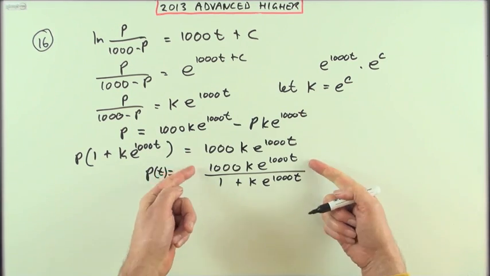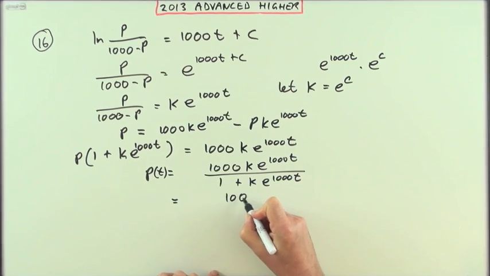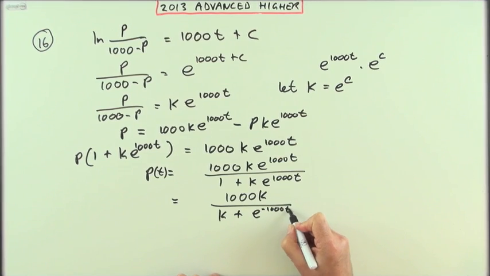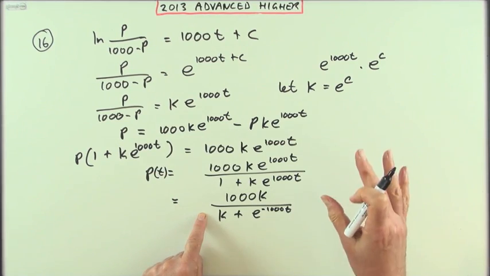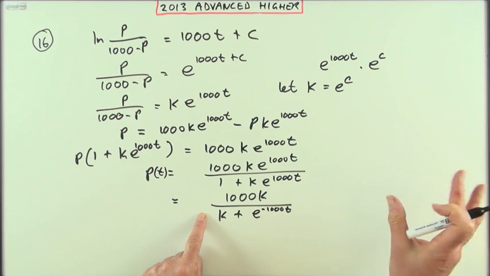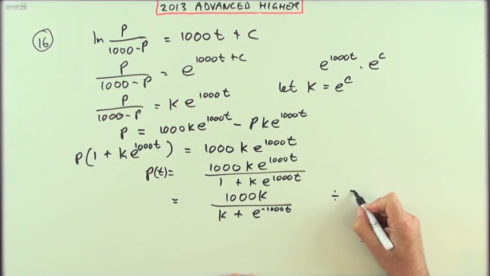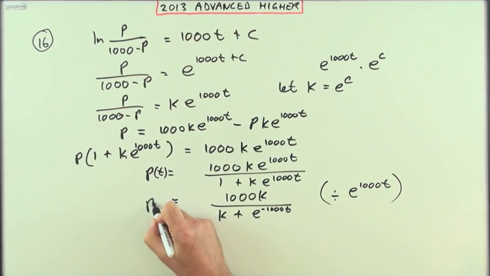So in this case, what I'm going to do is divide the top and the bottom by e to the 1000t. If you divide the top by e to the 1000t, I'll be left with 1000k. If I divide this by e to the 1000t, I'll be left with k. And if I divide that by e to the 1000t, I'll have 1 over it, which is e to the negative 1000t. Now, I suppose I should explain how I got that. I know I've just explained it, I mean to whoever's marking it, so I suppose I could put a note at the side, and that was divide by e to the 1000t. And that's the result.